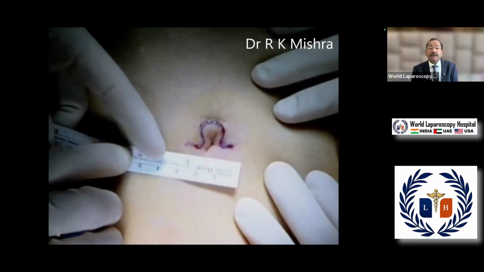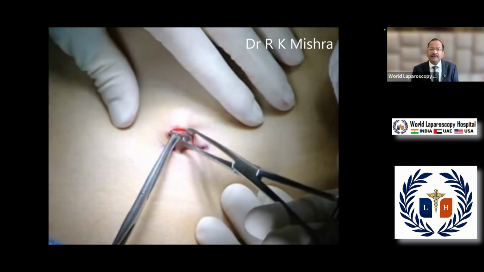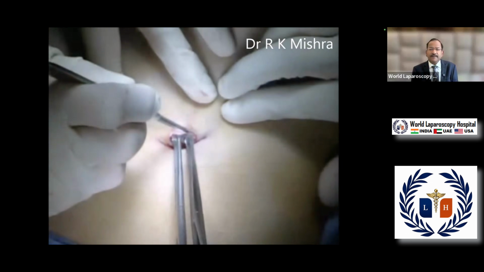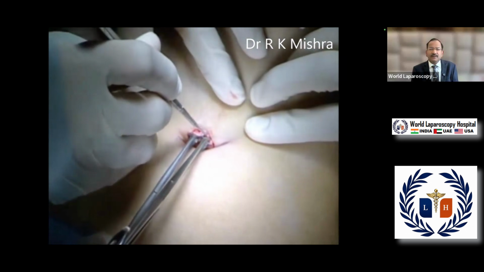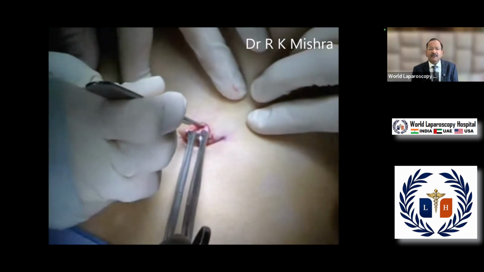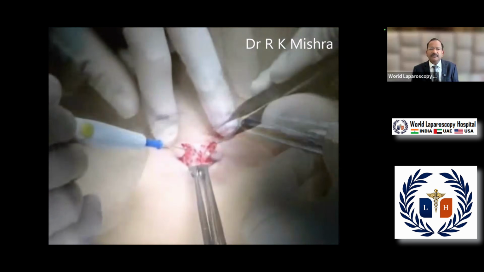the diameter will be 10 mm and the length will be 20 mm. So, once you hold it and then cut the superficial fascia, and then you will get the rectus sheath.